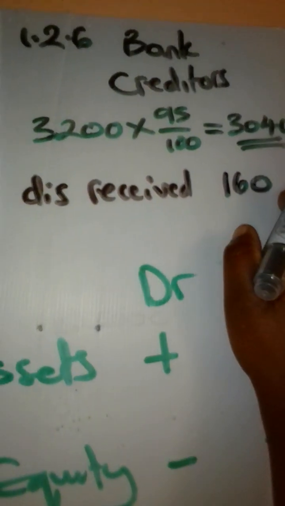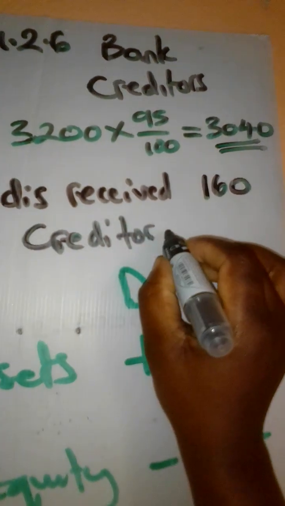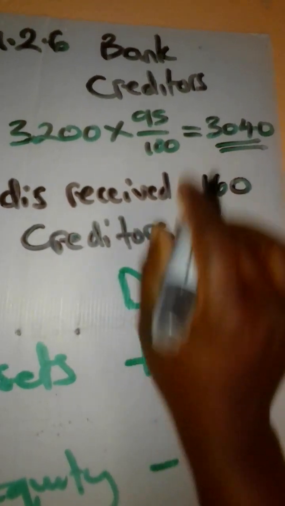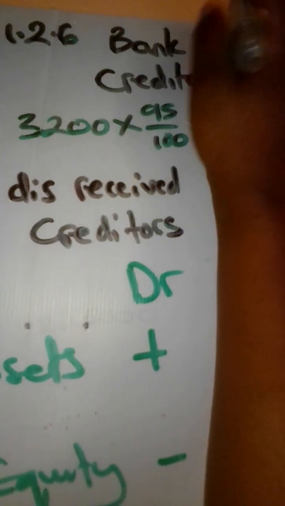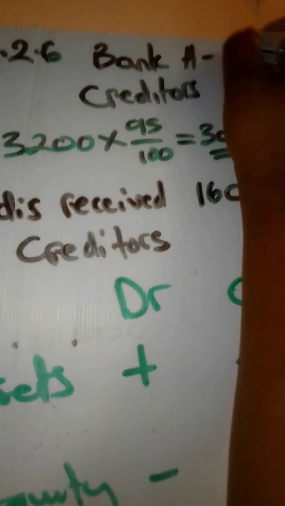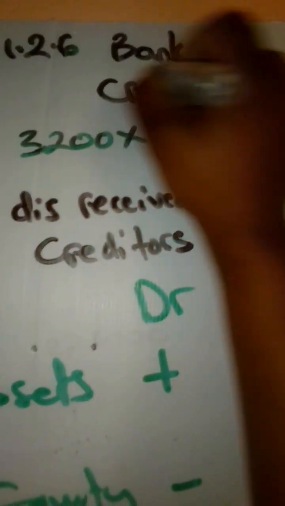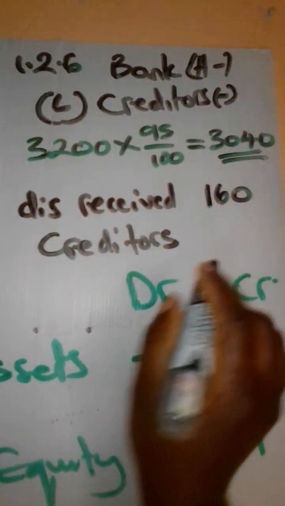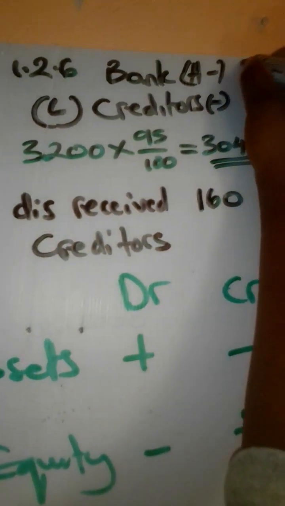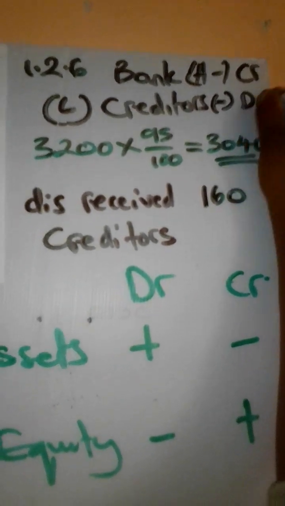So the discount received is also going to decrease our creditors. Bank and creditors: what is happening to our bank? Because we are paying, bank is an asset, remember, and we are decreasing. Creditors are decreasing also at the same time, and creditors are liabilities. Bank when it's decreasing, we credit. Creditors or liabilities, when they are decreasing, we debit.